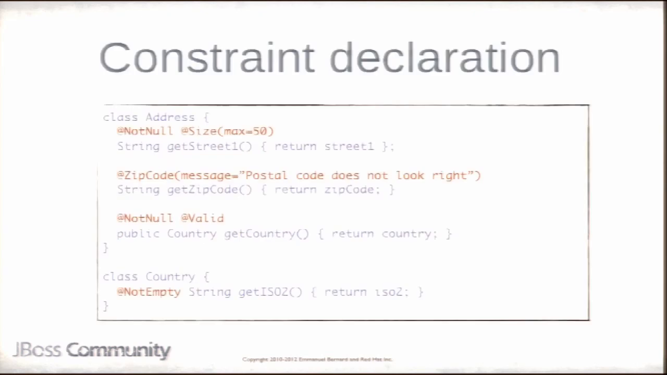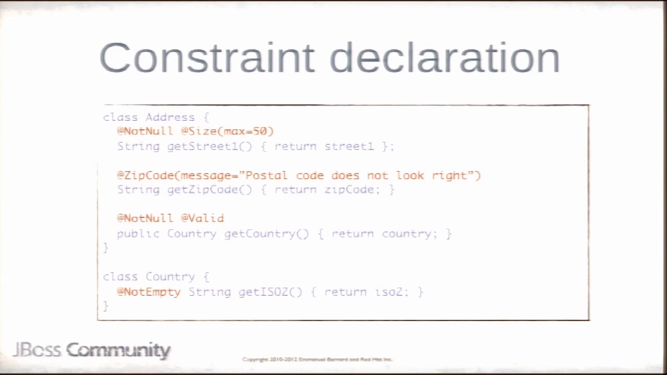So how do I write a constraint? Well, a constraint is literally an annotation, and I put that on the property I want to validate. In this case, I've got an address with a few fields, and I'm applying some constraints on it. Some of them are standard in the spec, like not null and size, and some are extensions written by the user, let's say a custom zip code, right? So the specification lets you write custom annotations and custom constraints for your application.